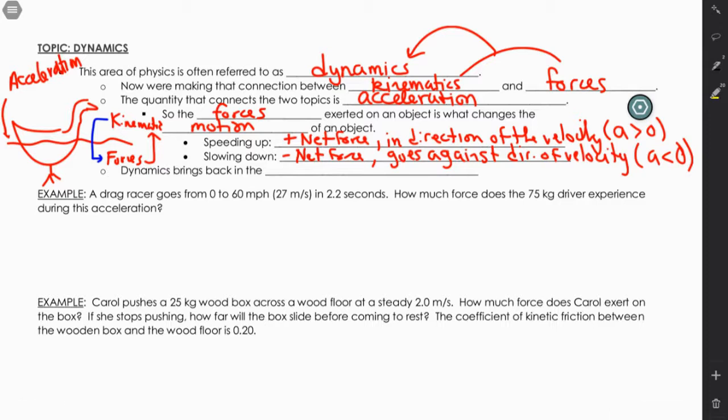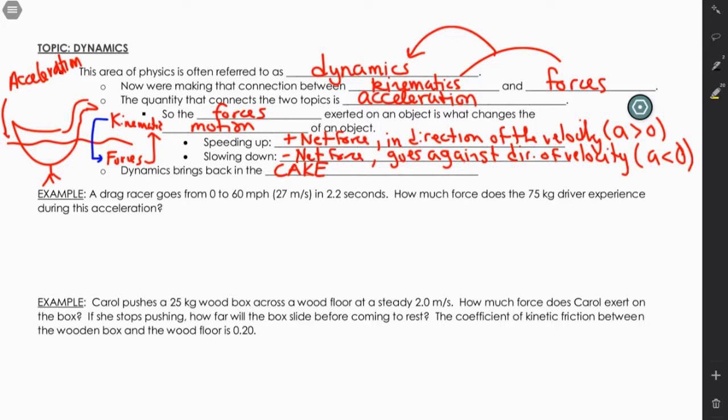Okay, and so dynamics brings back in the kinematics equations. So remember those constant acceleration kinematics equations. Okay, all right. So generally, what you would have to do is maybe find acceleration using the forces, and then plug that into the kinematics equations, or find acceleration through kinematics equations and then plug it back in for forces, okay? And so here are two examples where we see that, where we work one into the other.